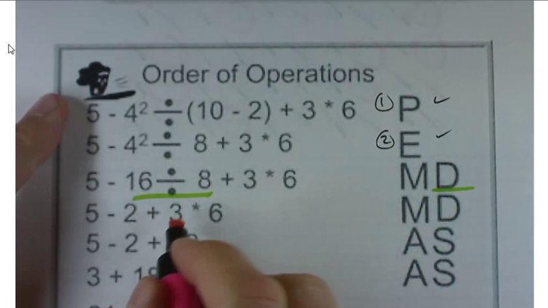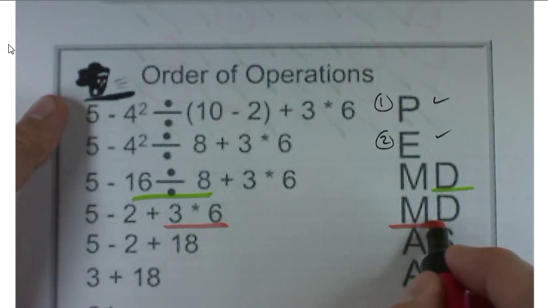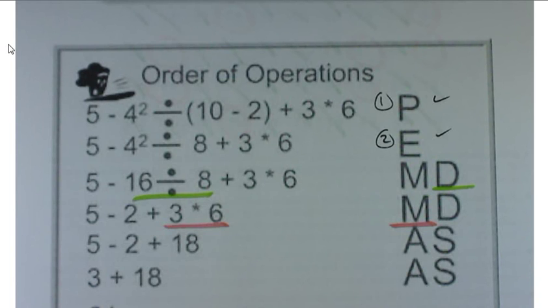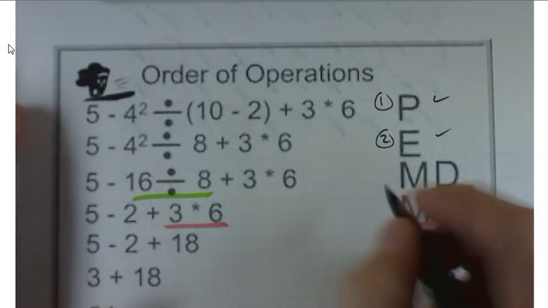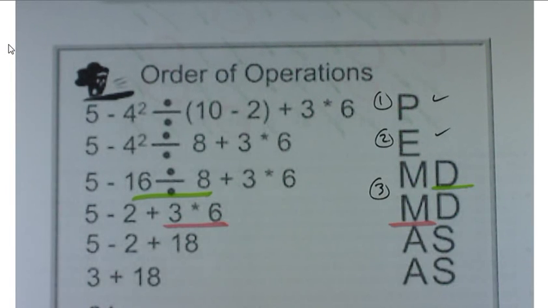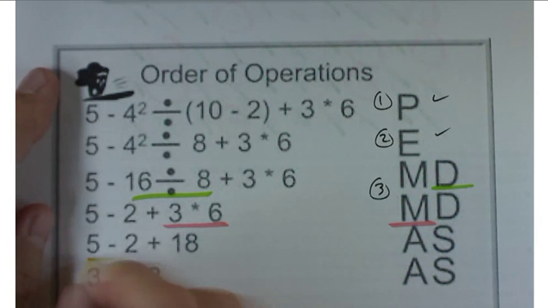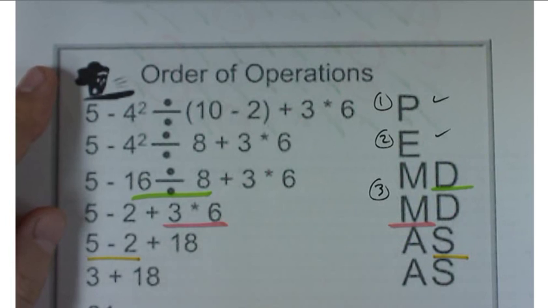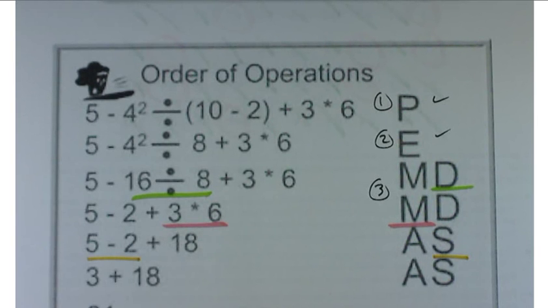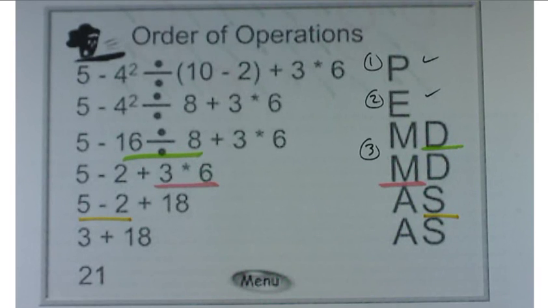Next we see 3 times 6. So we'll do the multiplication. Now you're all the way done with the multiplication and division. That's your third step. Finally, addition and subtraction. And again, you're going to move left to right. So the first thing you see is a subtraction. Let's do that. And finally, last but not least, you get the addition.